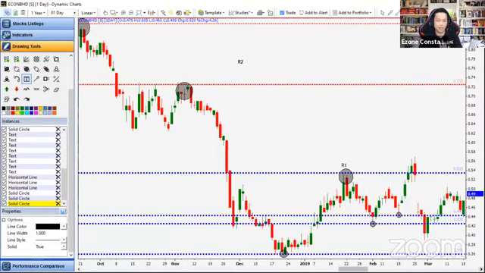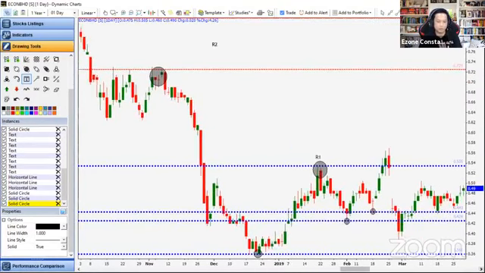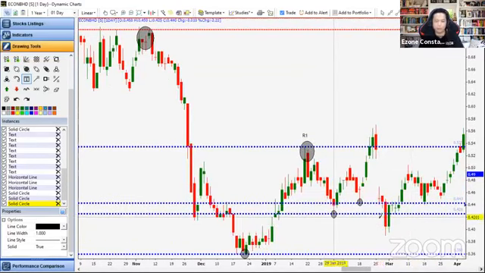I want you to see this. This is a very, very interesting case. I love this, where all these levels here will support one another. Now again, after this there is another reattempt, another attempt to break this resistance. Then let's see what happened.